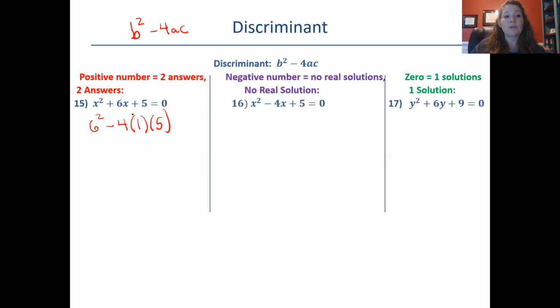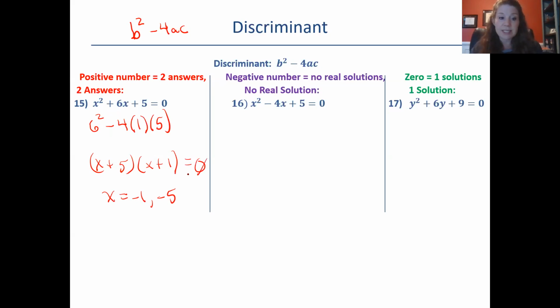So basically, this is one that we could have done in our heads. What 2 numbers multiply to give us 5, that add to give us 6? That would be x plus 5 and x plus 1, right? We wouldn't even need the quadratic equation, even though if we did the quadratic equation, it would give us x is equal to -1 and -5. Because remember, you set whatever's in parentheses equal to 0, and then you solve. If we had used the quadratic formula, we would have gotten these 2 answers straight away. But we know that there's 2 answers because when we did the discriminant, we got a positive answer.